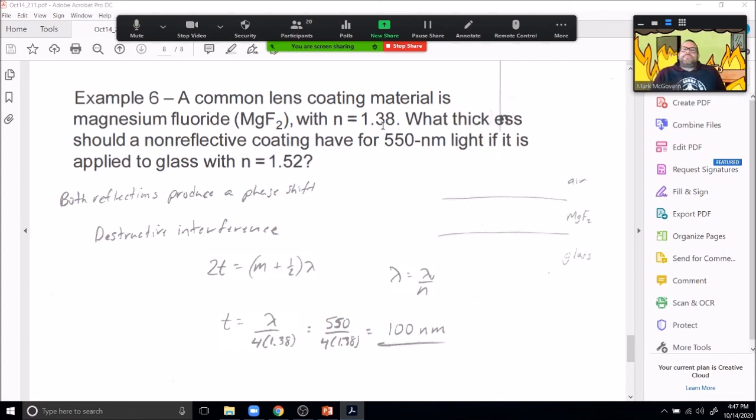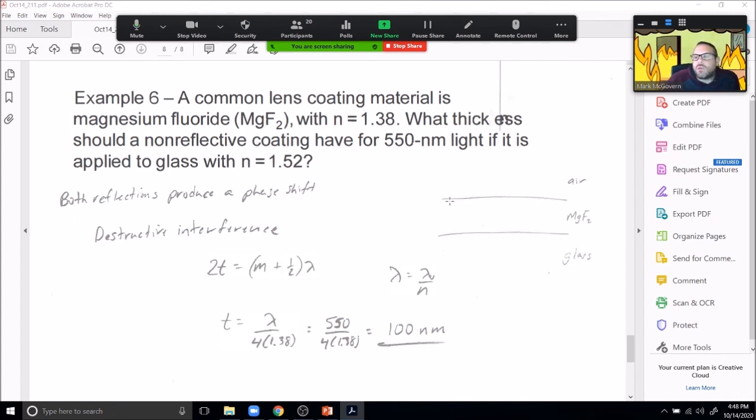All right. So what we want to know here is what thickness does the non-reflective coating need to have for 550 nanometer light, if it's applied to glass, which has an index of refraction of 1.52. So again, we're trying to establish destructive interference here. What happens is the light comes through, some of the light's reflected off, some of it gets through, there's a boundary there. So that's the idea behind this.